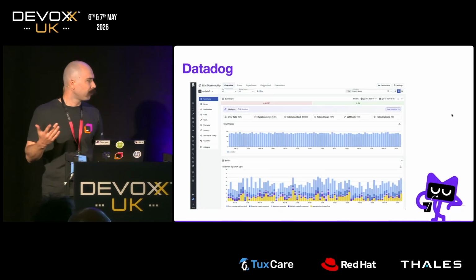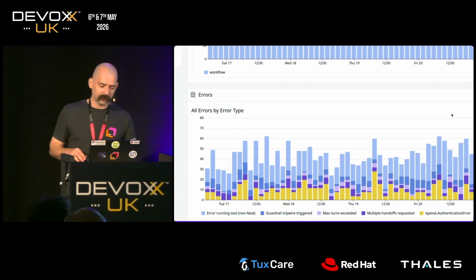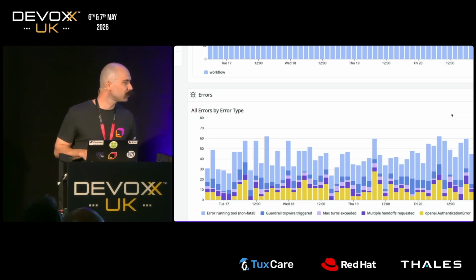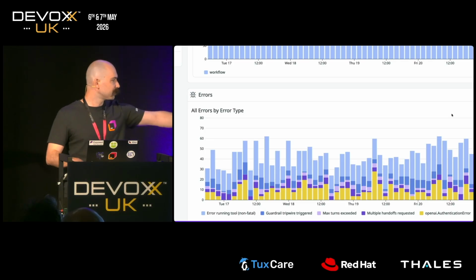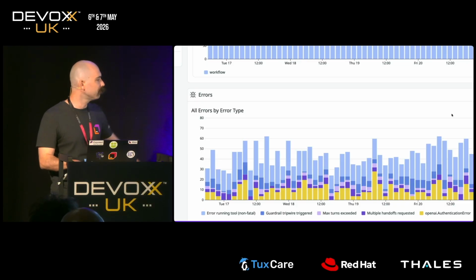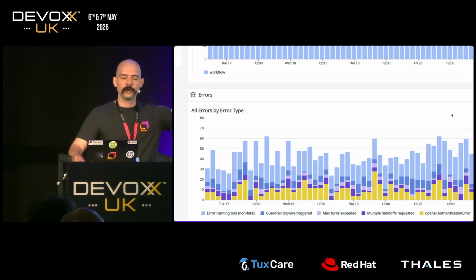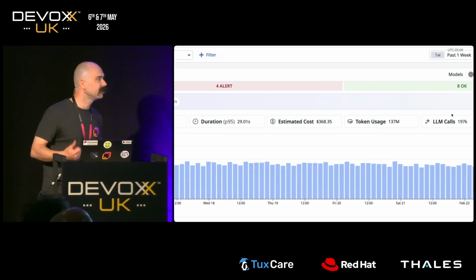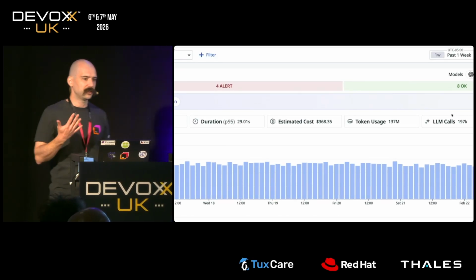Datadog is a very popular framework, and in recent times it started adding support for agent and LLM tools. So it gives us specific information for Koog, for example, when the max iterations were exceeded. And it also gives you insights into latency, costs, token usage, and so on.